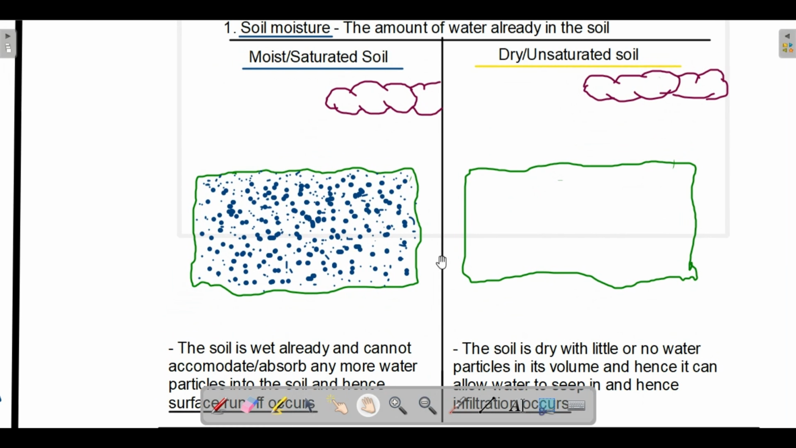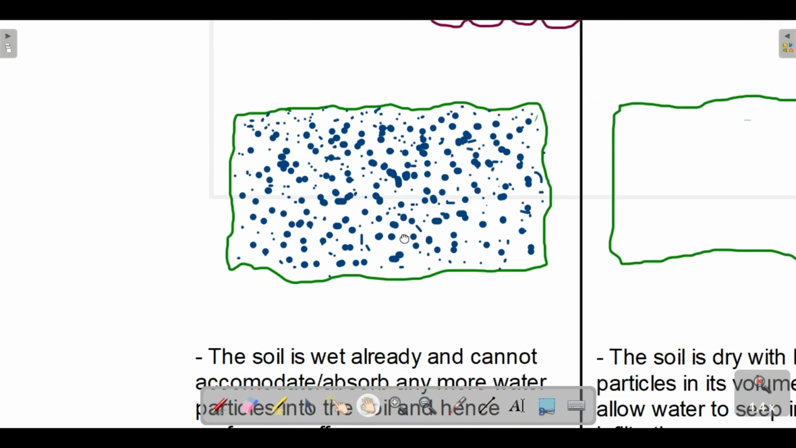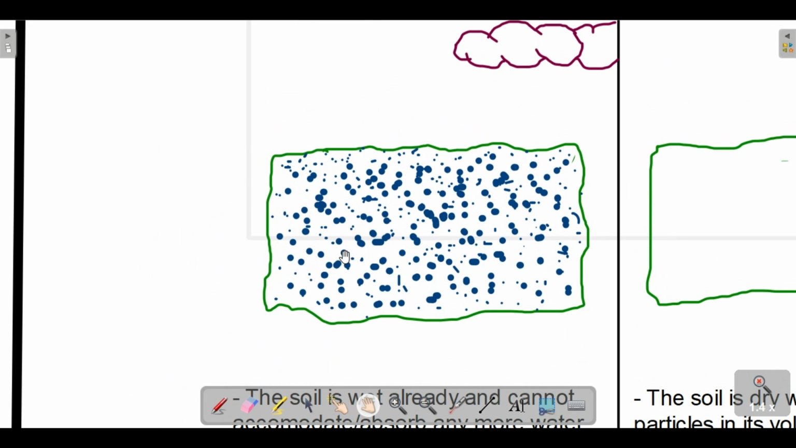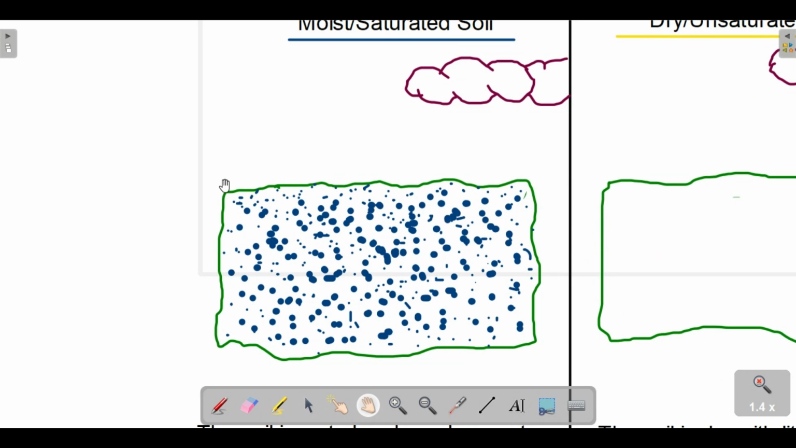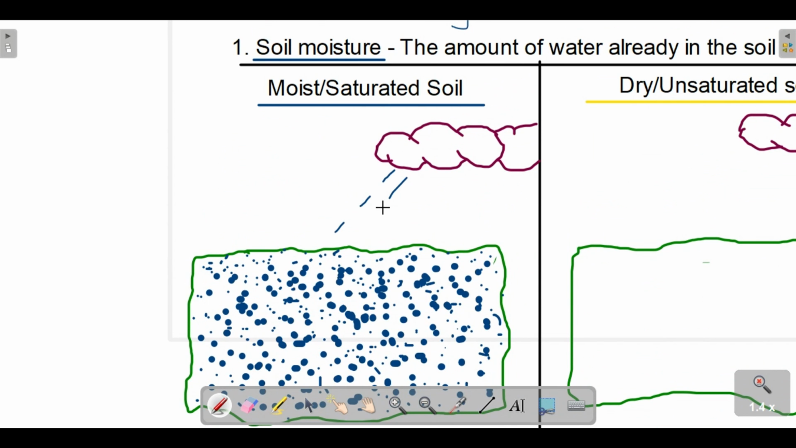So let's start with the moist soil. When you have a moist soil, guys, that means the soil is already wet. It's already filled up with water, and so this whole volume of soil is already filled up with water, such that there's no more space for any more water particles. Now, when it rains, where are these water particles going to infiltrate?